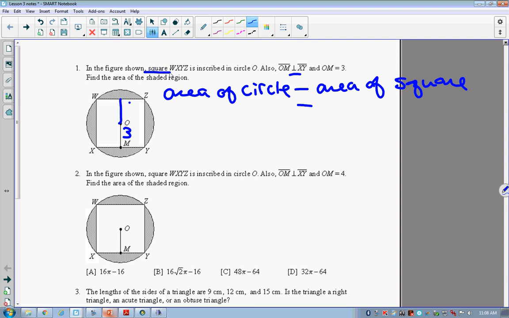36, because the area of a square is side squared. The side is 6, so 6 squared is 36. So I already know I'm going to subtract 36 from this. Okay? Now, let's go to the other side of things.